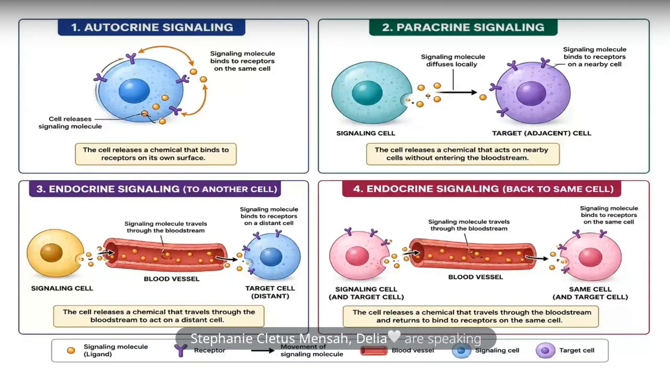Autocrine signaling is a type of signaling where a gland releases hormones, and it has the same receptors to receive the hormones that it releases. That's autocrine signaling. It's incomplete.